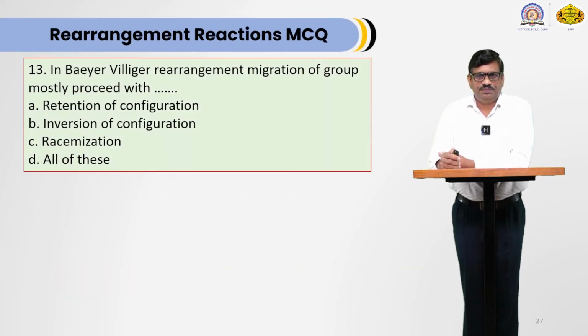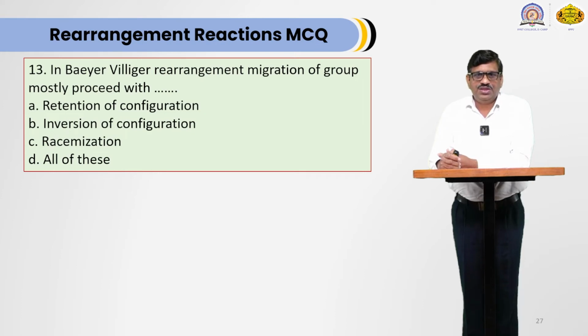Question number 13. In Baeyer-Villiger rearrangement, migration of group mostly proceeds with dash dash. A, retention of configuration. B, inversion of configuration. C, racemization, which means the product has some molecules with retention of configuration and some molecules with inversion of configuration; that is called racemization. And D, all of the above.